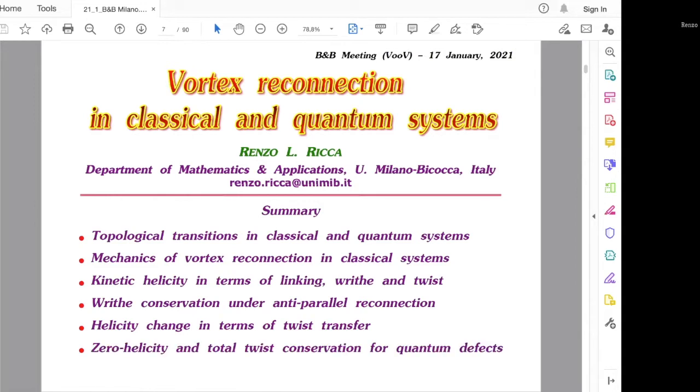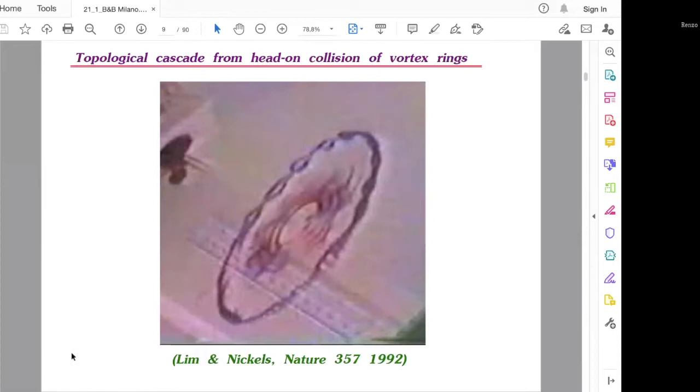Then I'll consider zero helicity and total twist conservation for quantum defects, and I'll mention aspects related to the evolution of isophase surfaces through reconnection. That is a theme that we started considering in the last few years.